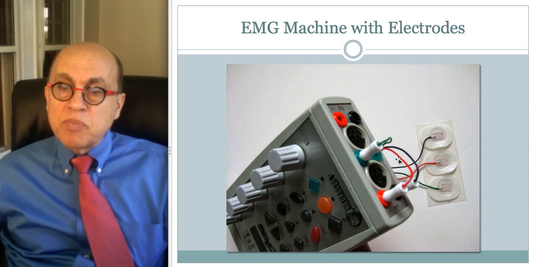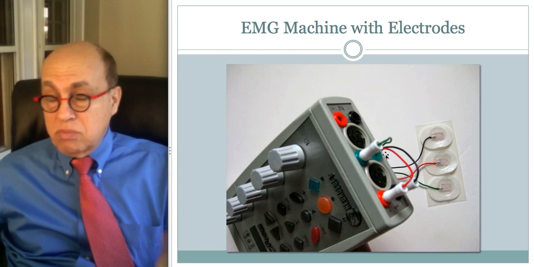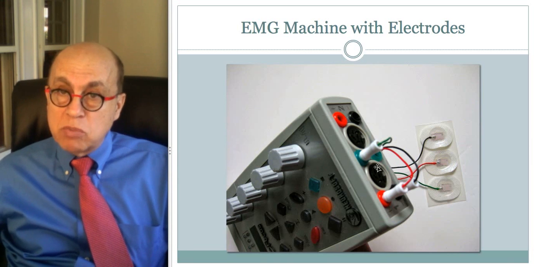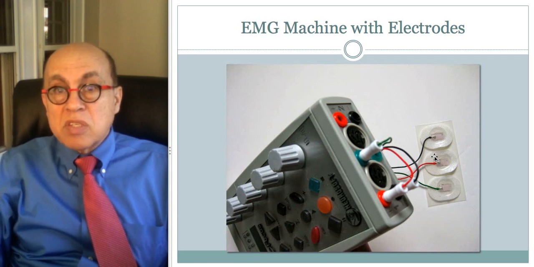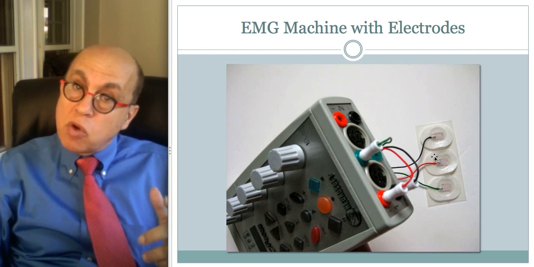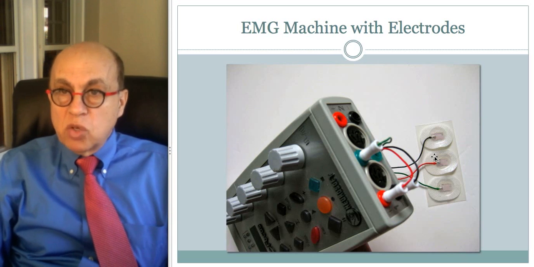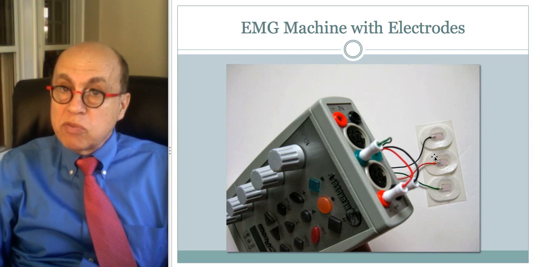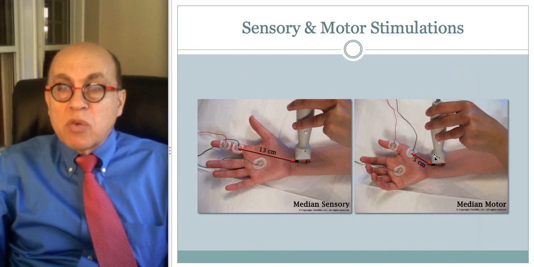Just remember that electrodes are connected to the EMG machine, and we always connect 3 electrodes: the ground, the active, and the reference electrode. And that's how we do a nerve conduction study. Now, of course, in order to record something, we have to stimulate the nerve, and we record either from nerve or from muscle. So, let's just show you real quick.